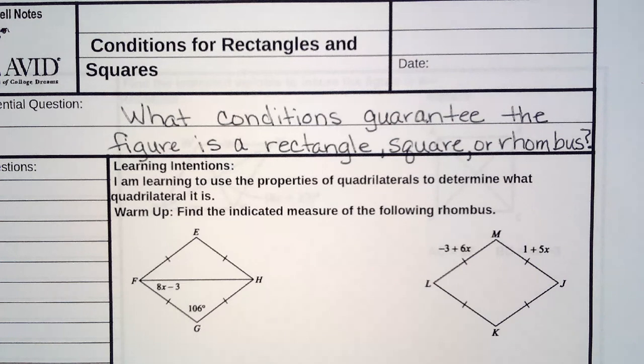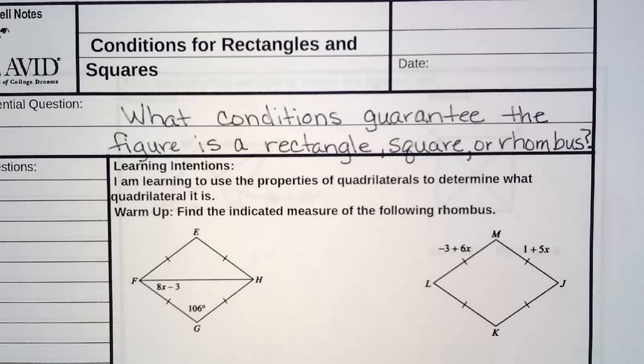We have looked at the properties of rectangles, squares, and rhombuses. So now we're going to look at the certain conditions that must exist for a figure to be a rectangle or a square or a rhombus. So what conditions guarantee the figure is a rectangle, square, or rhombus is our essential question.